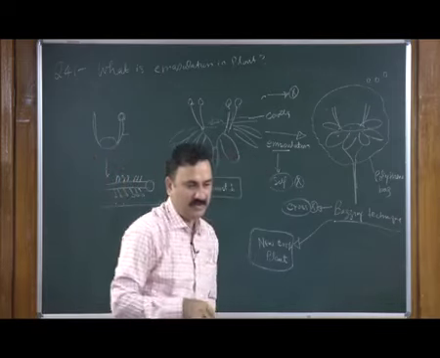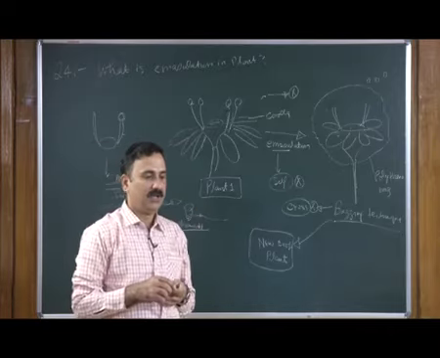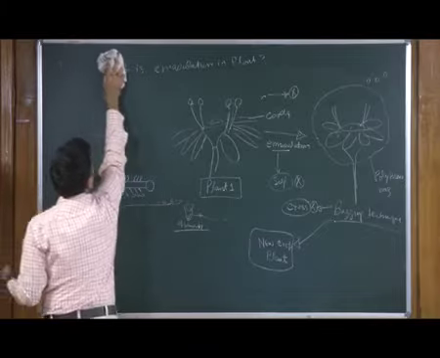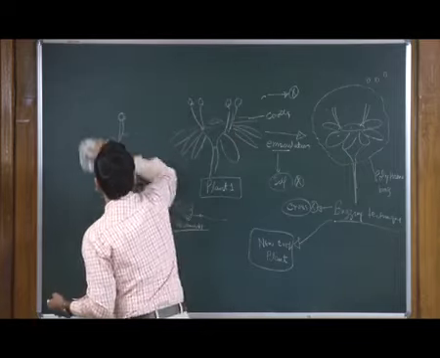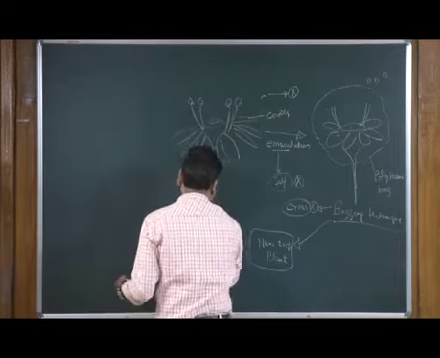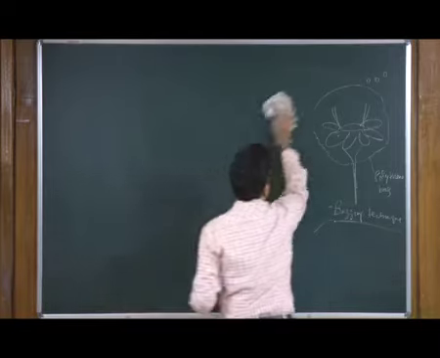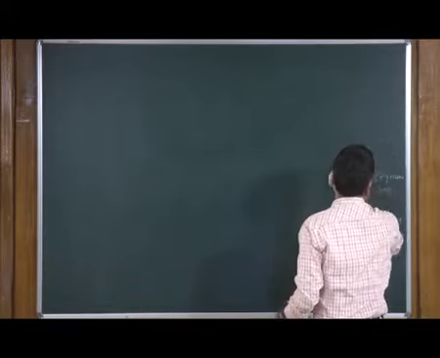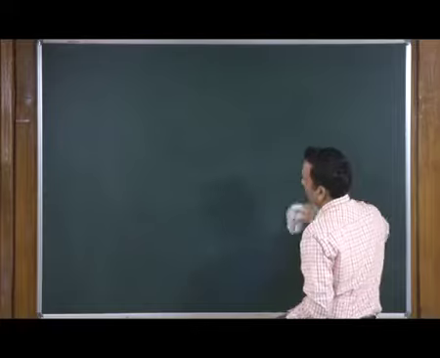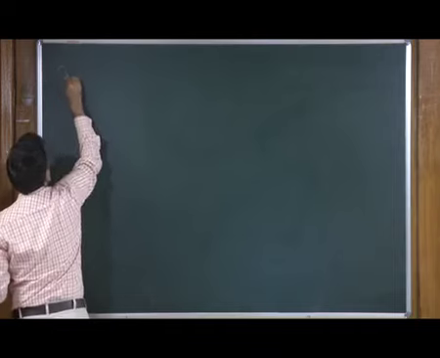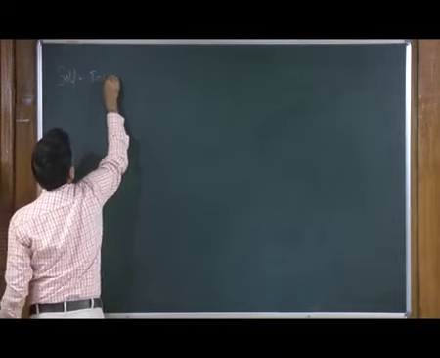Now we will go to the next question: what is self-incompatibility, and why does self-pollination not lead to seed formation in self-incompatible species? This is an important question. There is a phenomenon called self-incompatibility. What this phenomenon means is that even if self-pollination happens in a few of these species, it does not allow the further growth of the pollen grains. So, what is self-incompatibility?